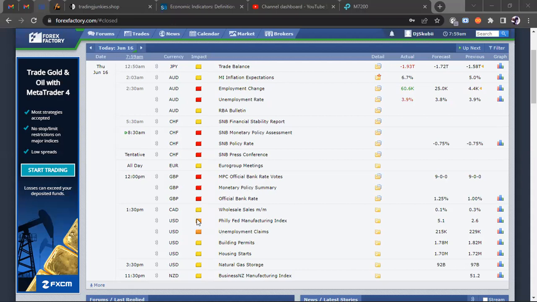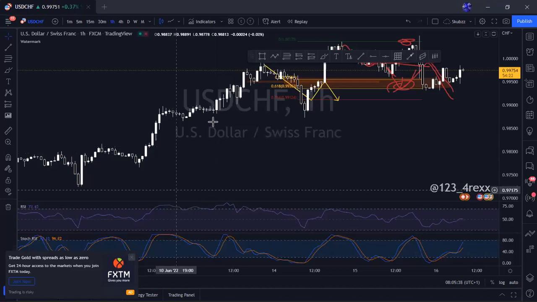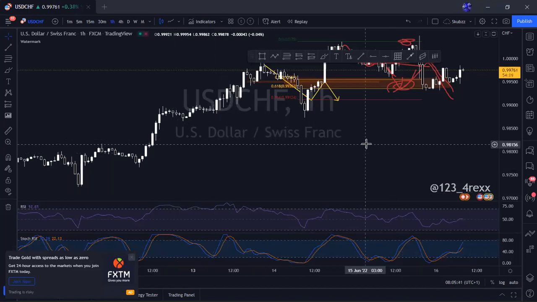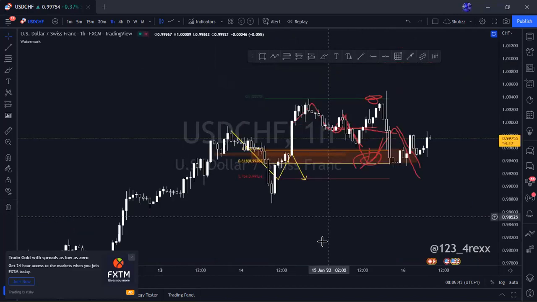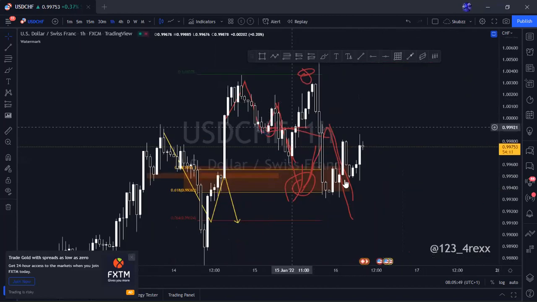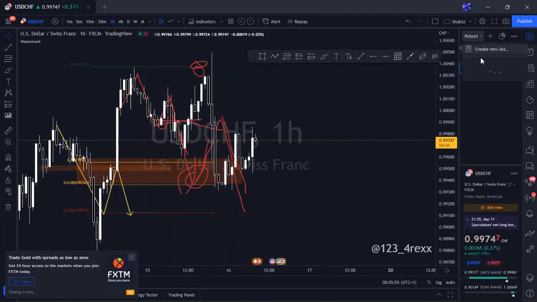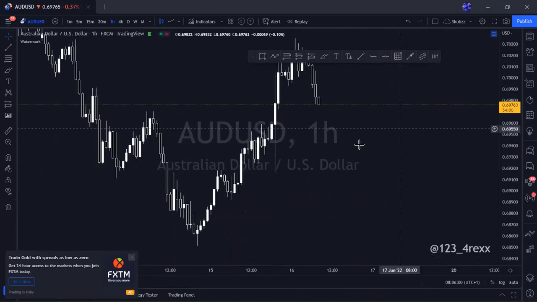Then we have a few medium impact news by 1:30 on the USD. So with that being said, let's go to our charts and see. Okay, this was what we had on USD, but I'll get back to this in a minute. Price actually reacted from here and took TP from there. So let's take a look at our pairs and see what we have today.